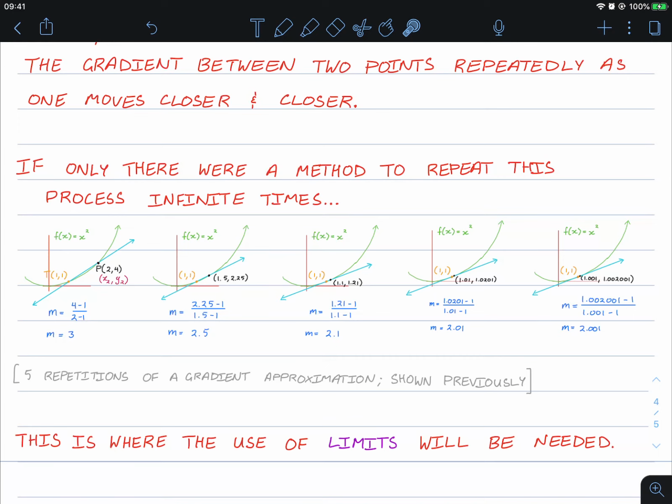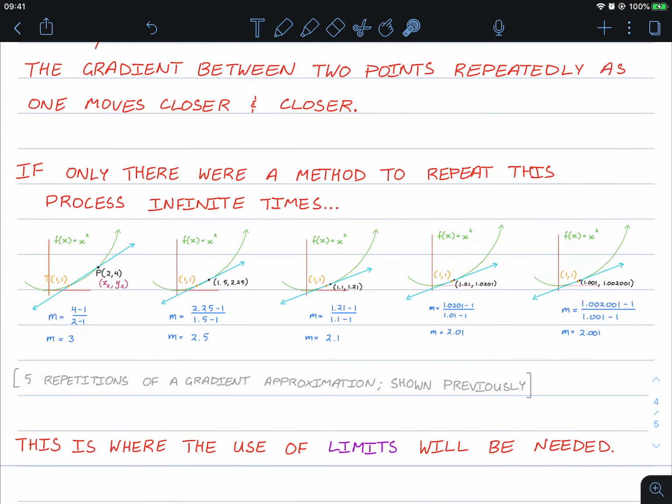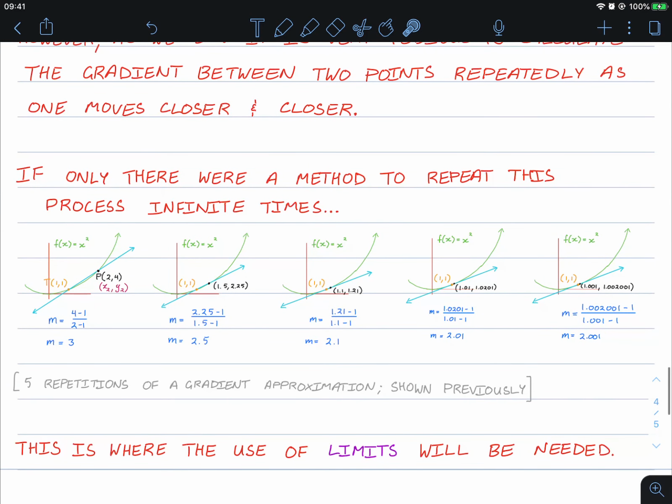So in summary, what we're aiming to do is to calculate the gradient of a tangent. So far, we only know how to calculate the gradient of a secant. And now we know that we can calculate the gradient of a tangent by moving this point closer and closer. So I'll see you in the next video where we'll be covering limits.